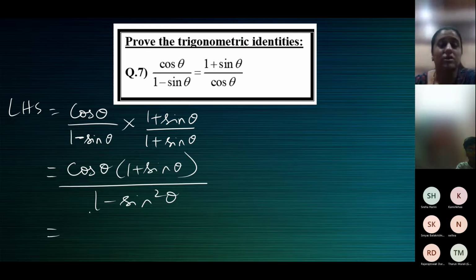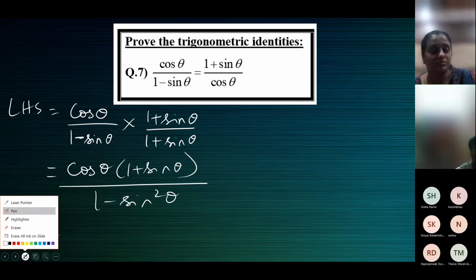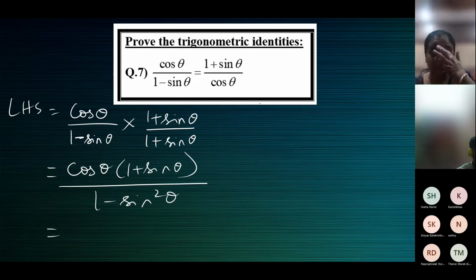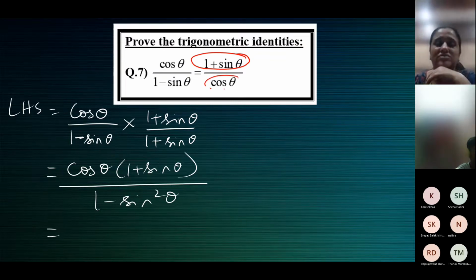Now, look at the RHS, children. What is in the RHS in the numerator? 1 plus sine theta. Very good. What's in the denominator? Cos theta. Now, what do we have here in the numerator? We already have 1 plus sine theta. So don't disturb this 1 plus sine theta. Let it remain, because that's a part of the answer. This cos theta should go away. You should remove that cos theta.